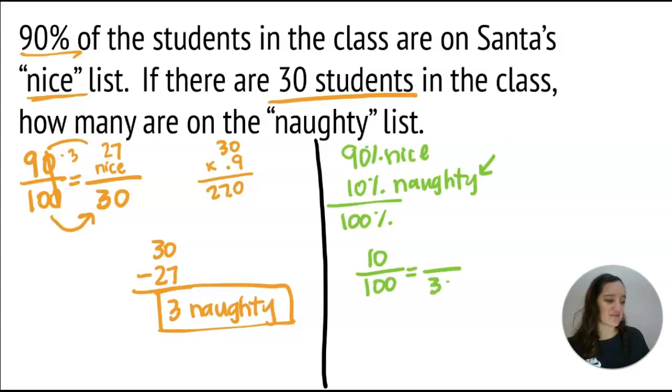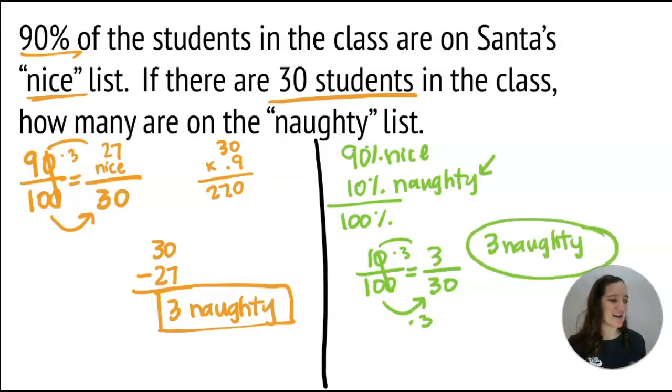10% and still 30 total students. That will give me, spoiler alert, the same number. There are 3 naughty kids, 3 students that are on the naughty list. We feeling a little bit better?